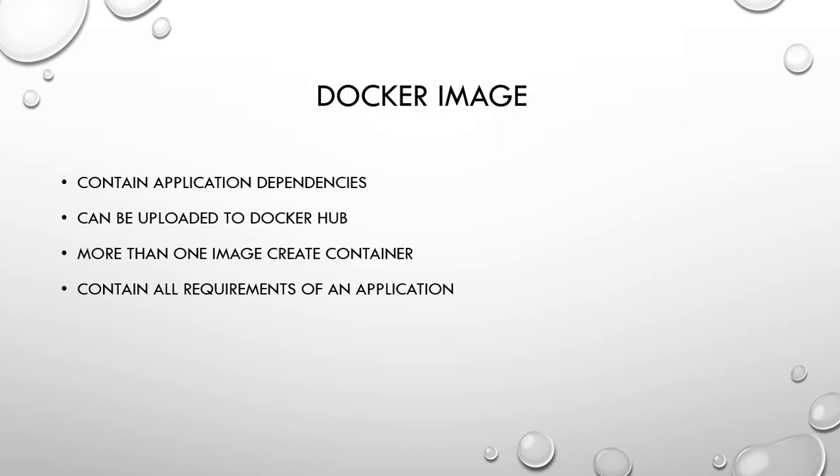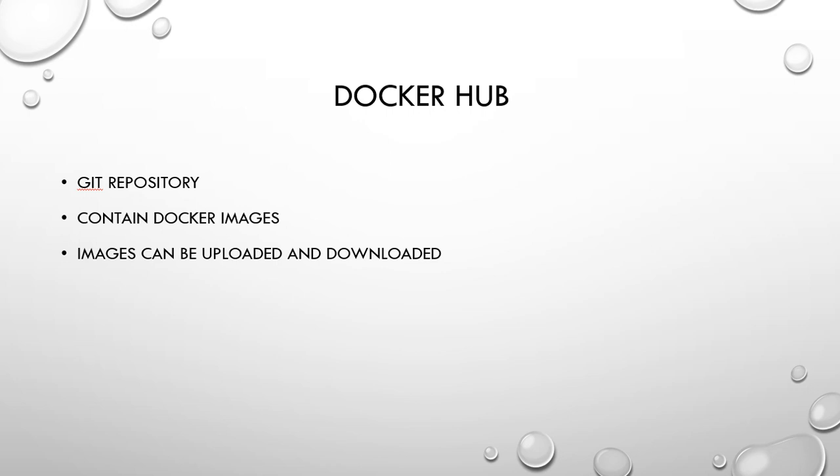So we just noted a point here that we can upload and download Docker images from the Docker Hub. Now, what is Docker Hub? Docker Hub is a Git repository for Docker images. It contains public and private repositories, and from the public repository we can pull images. We can also upload our own images on the Docker Hub as well. So that was about the Docker Hub.